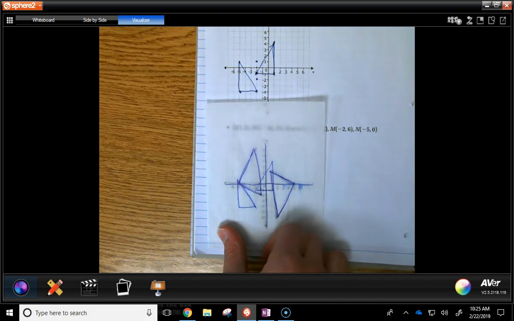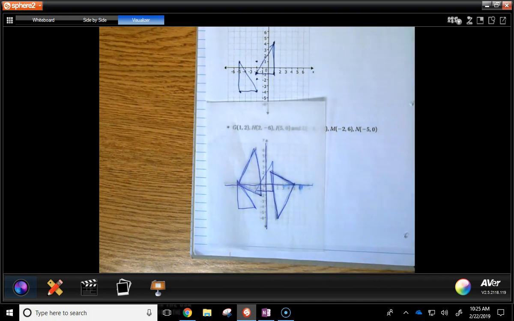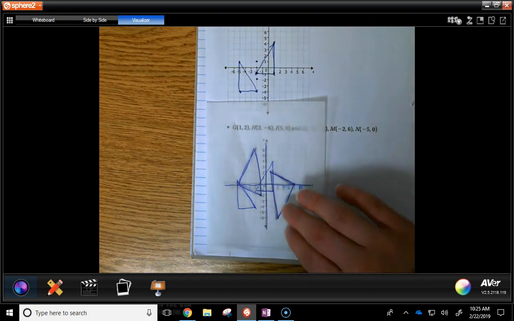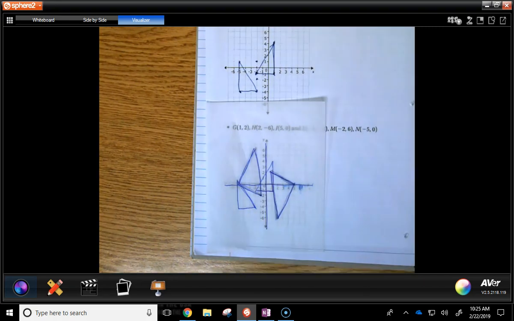He uses tracing paper. He actually traced both triangles. And then what did you do? I went to 0, 0, and I rotated it 180 degrees. Okay, now he rotated. So instead of saying turn, we're going to say rotate. When he first did this with me, he said I turned twice. Well, instead, we're saying degrees, 180.